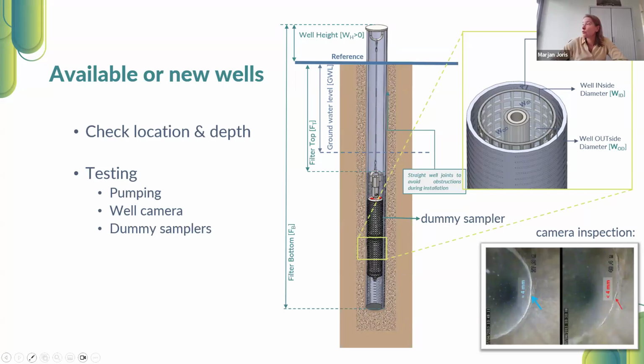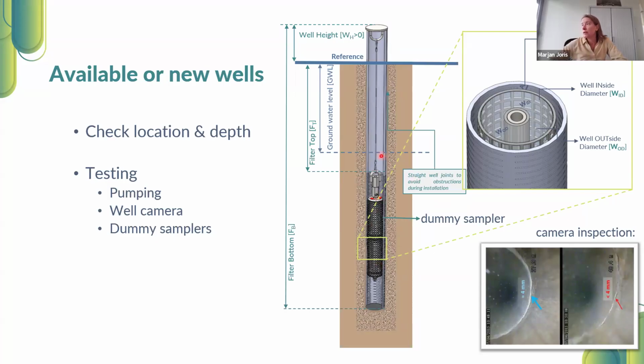Of course, we need good wells to measure in. They have to be in good shape. Testing can be performed upfront by pumping to see if water is flowing in regularly. Camera inspection can help, and we can also provide you with dummy samplers to test that there are no obstructions in the well, and that the samplers can be installed properly.